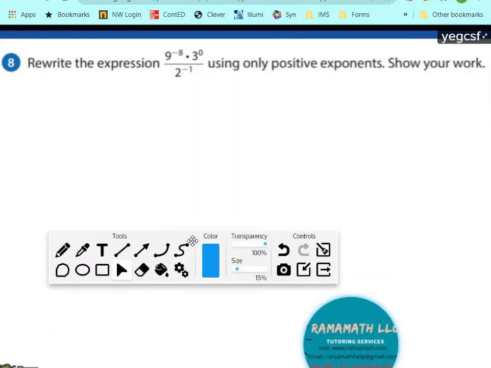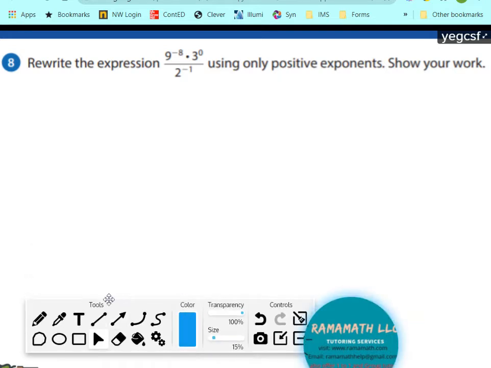Now look at this question. Now let's see. Angela, please read this question for me. Rewrite the expression 9 to the negative 8 times 3 to the power of 0 over 2 to the power of negative 1 using only positive exponents. Show your work. In this question, what's very important is positive exponents. Do I have any negative exponents? Yes. You see this negative 1 here, negative 8 here. So that's what they're saying. Make these positive exponents.